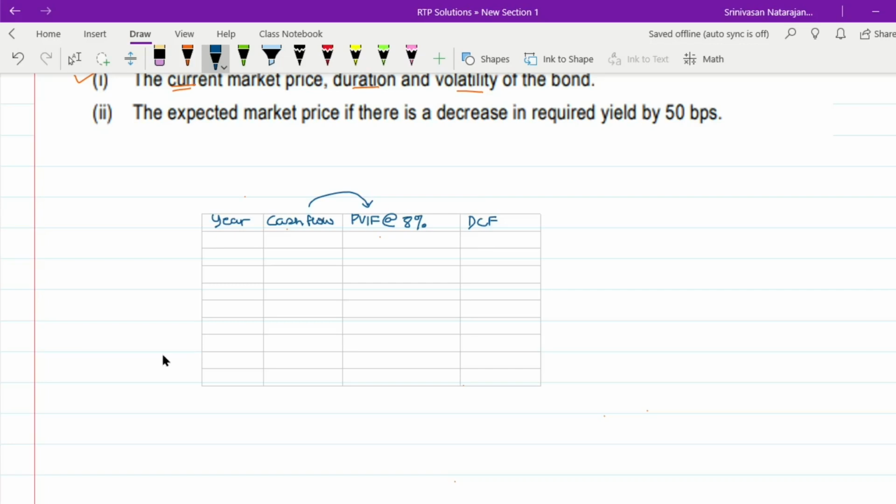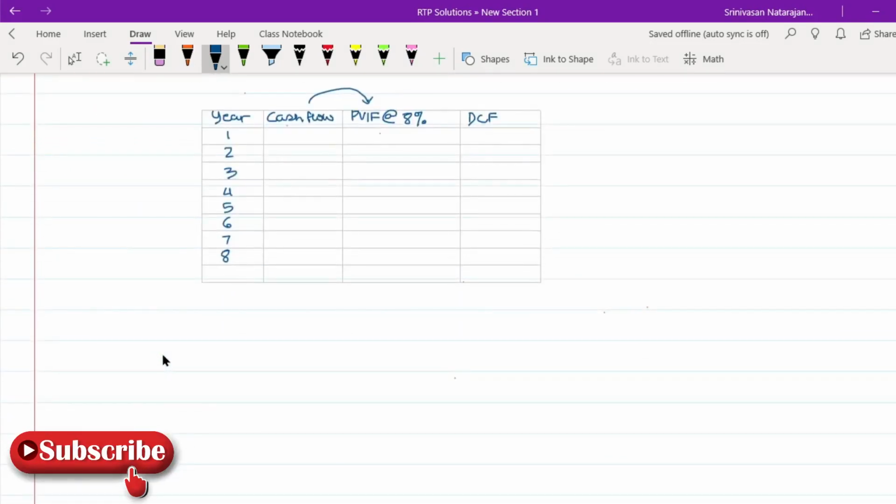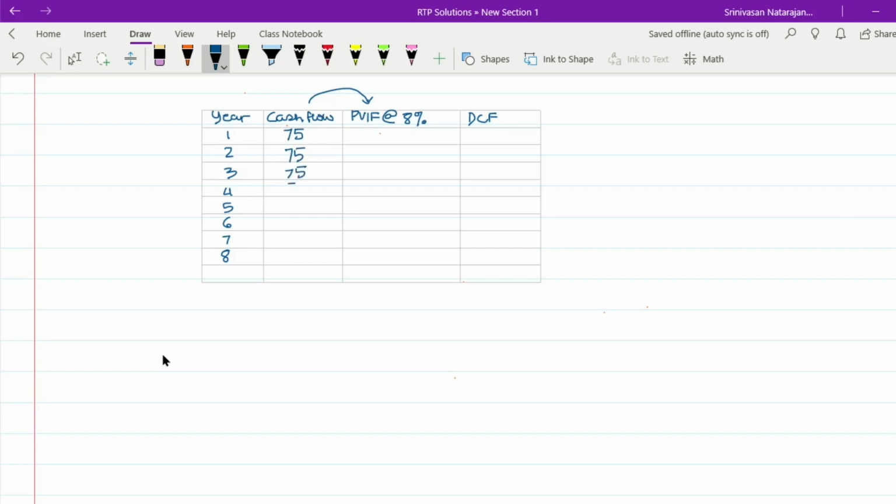So we first fill in the year column. We then fill in the cash flow. Now, if you notice, the bond carries a coupon of 7.5% and the face value is 1000. That means the annual cash flow from the bond will be rupees 75. So it will receive 75 for each of the 7 years, and in the 8th year, it will receive 1075. So let's just fill that in. And 8th year, it will be 1075.